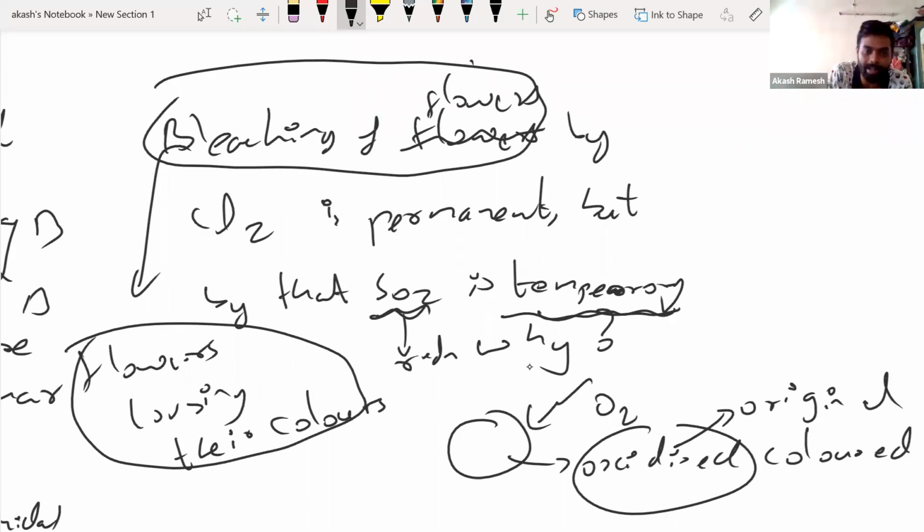Now in the case of Cl2, it bleaches by oxidation, so it is permanent because no further oxidation can happen even if it is exposed. But SO2 bleaches by reduction. And since it is still open to the atmosphere, it can react with oxygen and get oxidized, and it goes back to the original color. That is why it is temporary.